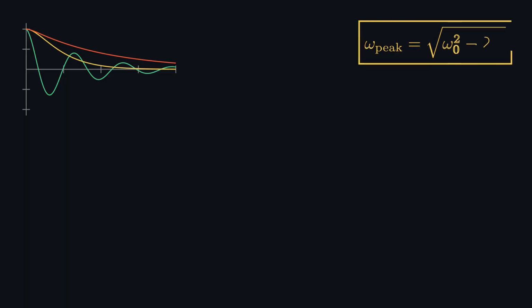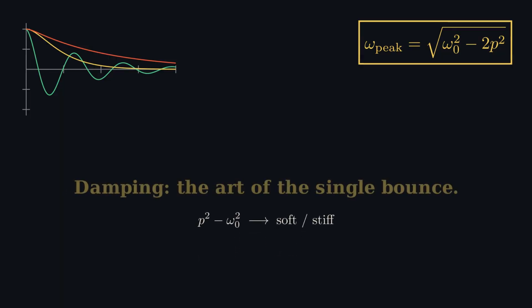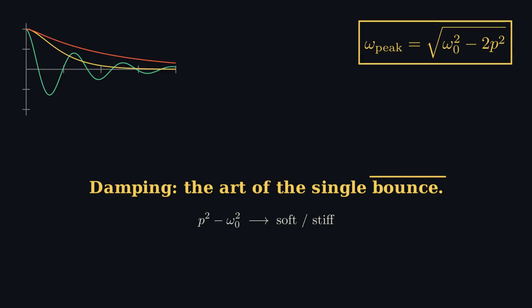So that's the trick hiding in your suspension. Too little damping, and you bounce down the highway. Too much, and the ride feels like concrete. Critical damping, right at the edge, gives you that clean, single settle. 1 sign, under a square root, splitting soft from stiff, and a resonance peak that friction quietly pulls out of harm's way.